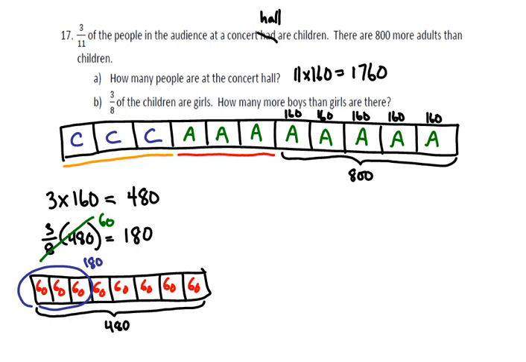Since 3/8 of the children are girls, 5/8 of the children are boys. So that would mean if there are 180 girls, obviously there are 300 boys. And the difference, 300 minus 180, would be 120. And that would answer the question, how many more boys than girls are there?